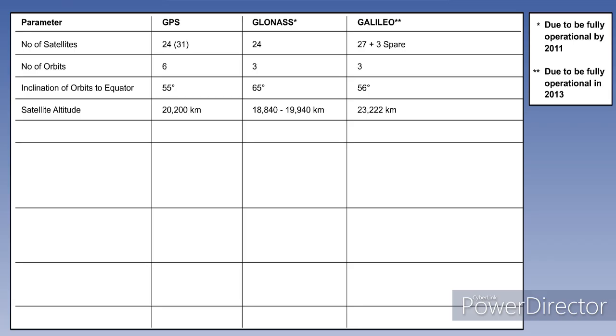Satellite altitude: 20,200 kilometers, 18,840 to 19,940 kilometers, and 23,222 kilometers. The duration of one orbit: 12 hours, 11¼ hours, and 14 hours.